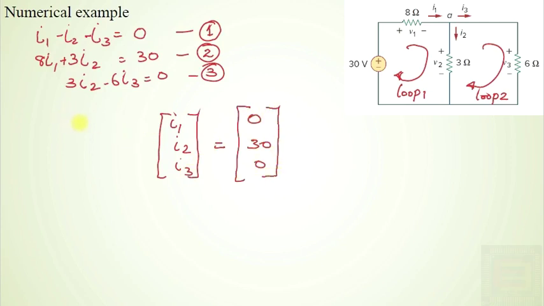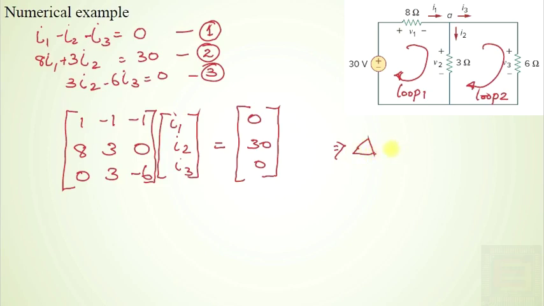And here you have the matrix: 1, minus 1, minus 1. Here you have 8I1, so you have 8 here, 3I2, so plus 3 here, and 0I3, so you put 0 here. Then here you have 0I1, so you have 0, here you have 3, and here you have minus 6. So this is the matrix equation. According to Cramer's rule, you find the determinant of this matrix, say let it be delta.